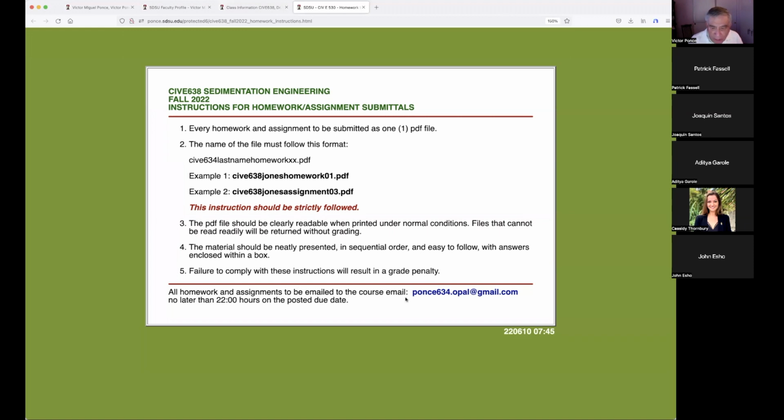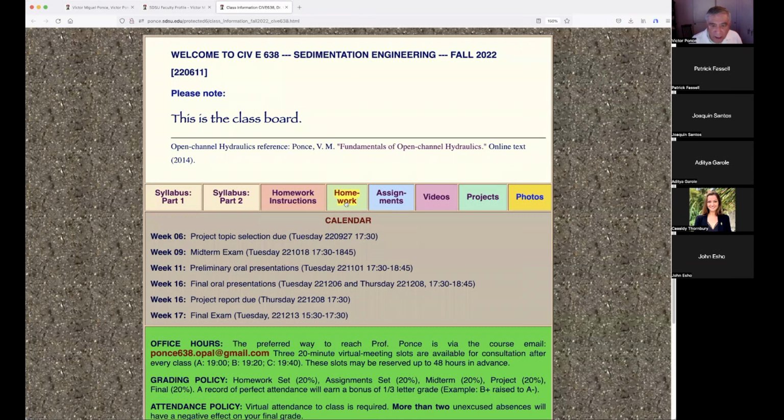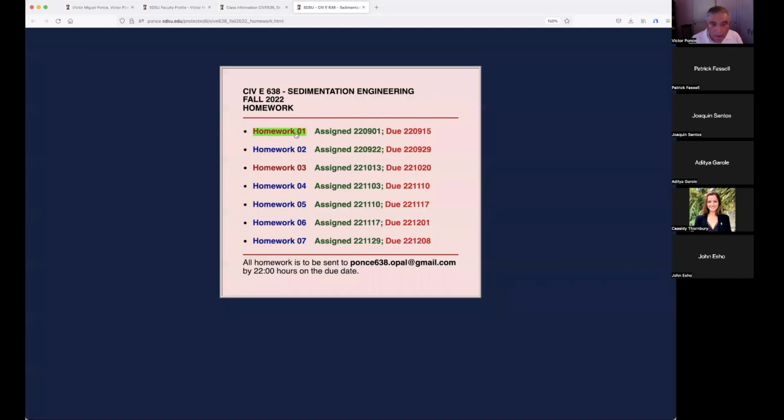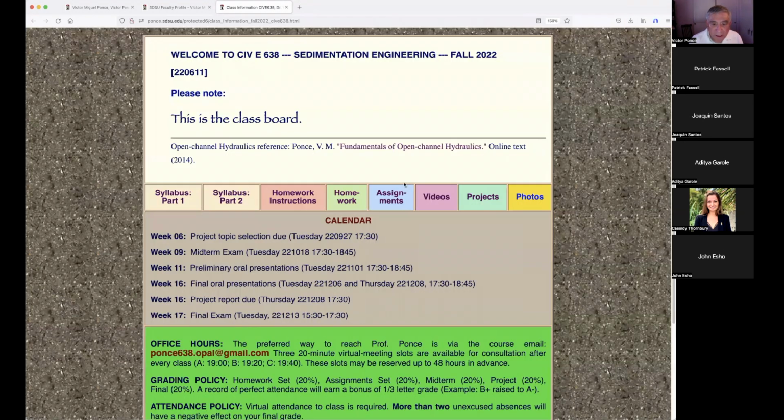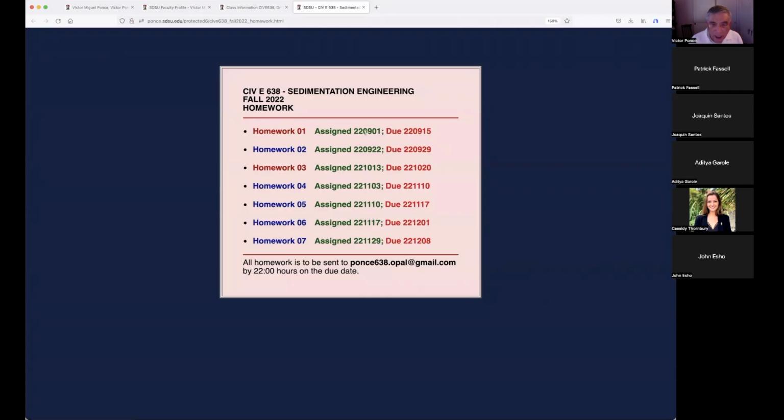All homework will be emailed to the course email, which is the OPAL email, no later than 22 hours on the posted due date. And the due date is posted. Okay, we got the homework in here. Homework 1, 2, 3, you can read the homework. You don't have to do it at this point because there is an assigned date and a due date. For instance, homework 1 has 4 problems in there. It starts on 9/1, which is a week from today, and goes to 9/15. I've given you 2 weeks to do this homework.